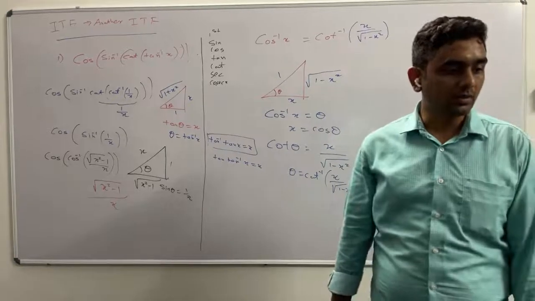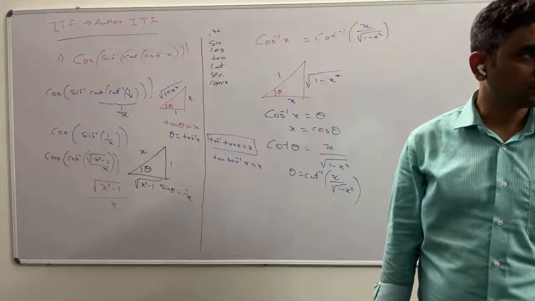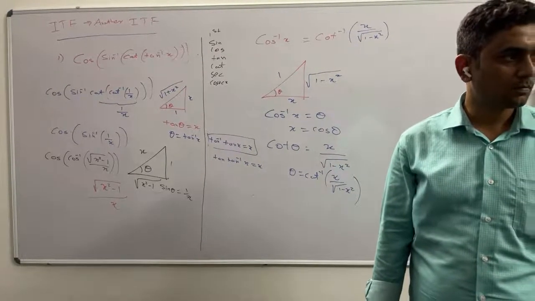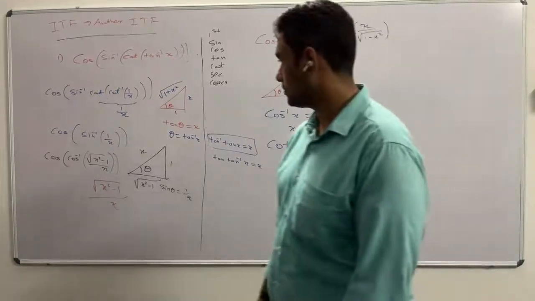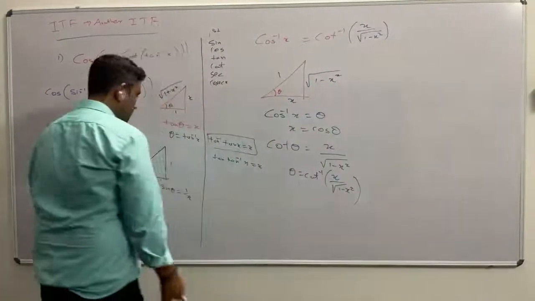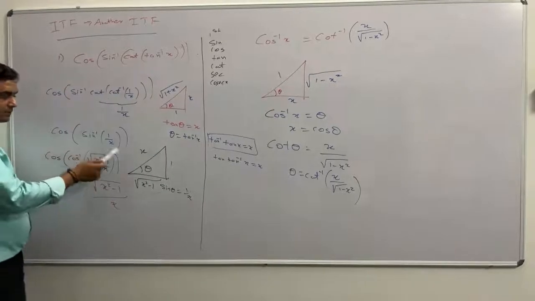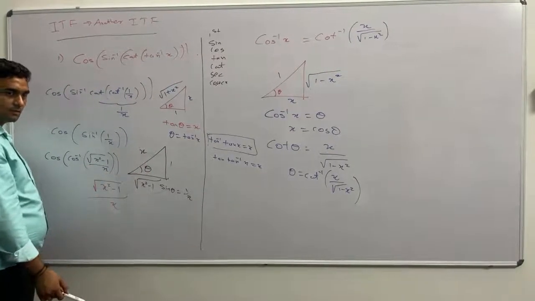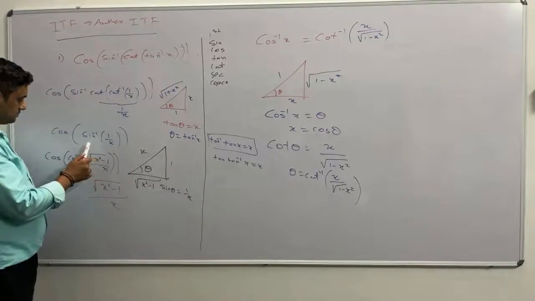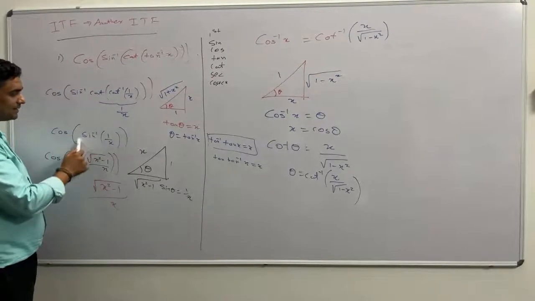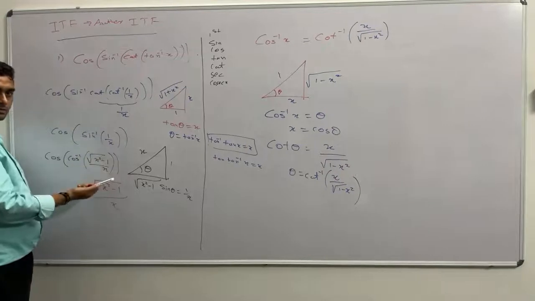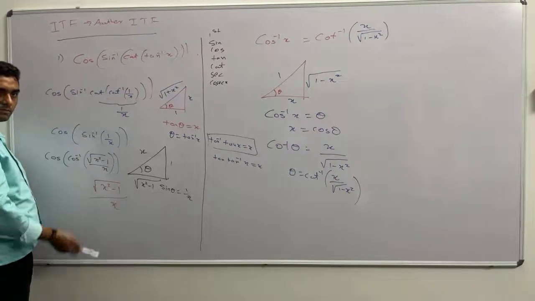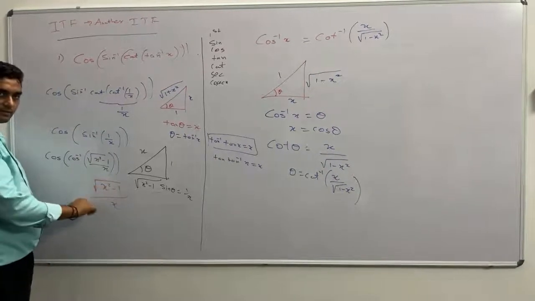Are all of you clear on this? That is what you have done. Sine inverse 1 by x is theta. So what will sine theta be? 1 by x. We are just writing sine inverse in terms of cos inverse. We are saying directly I'll write the answer.